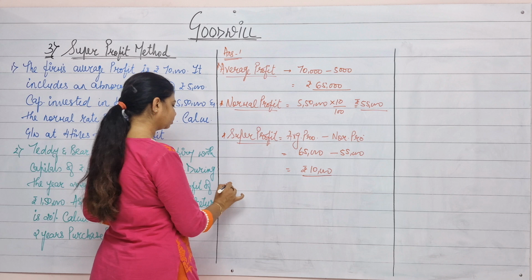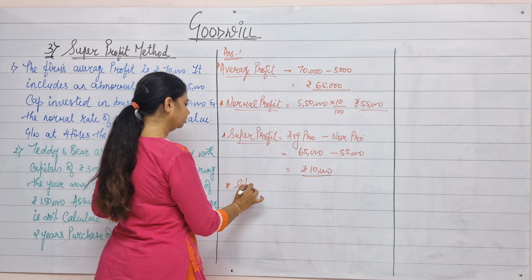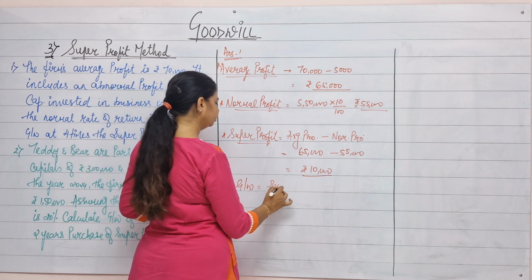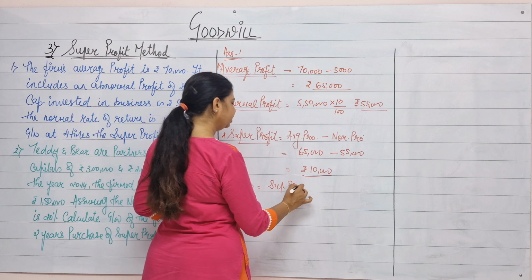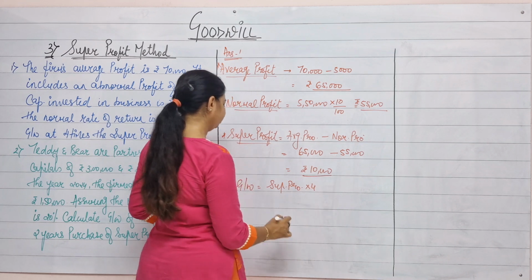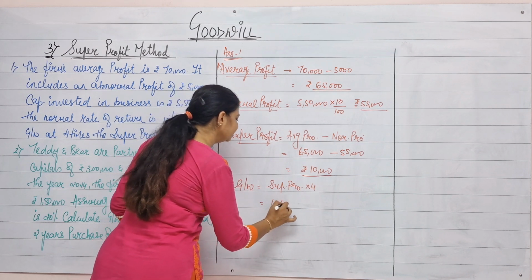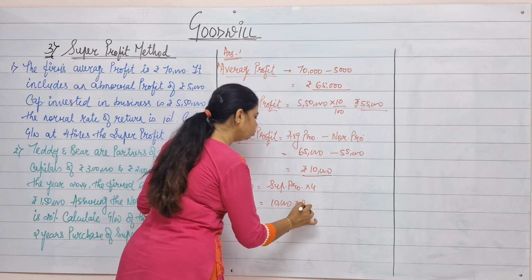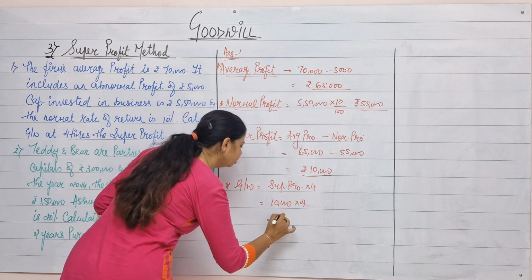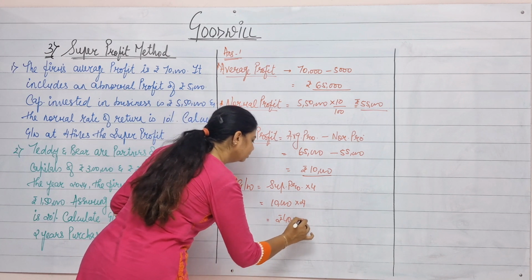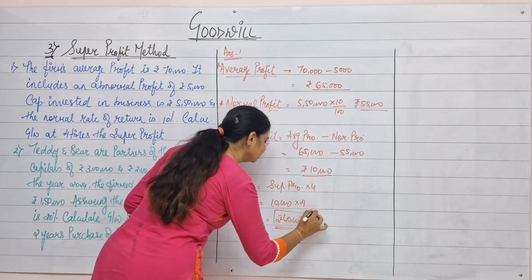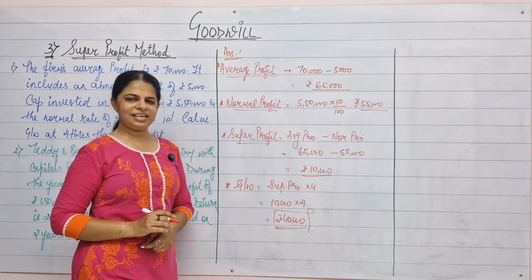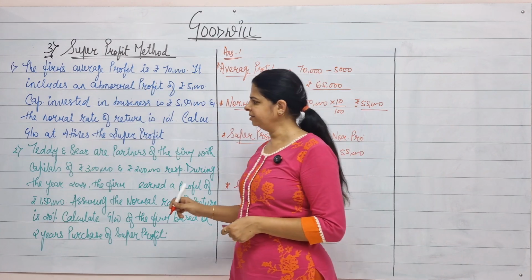So goodwill is equal to super profit into 4. Our super profit is 10,000 into 4. So the goodwill will be 40,000 rupees. And we are done. Let's see the second one.